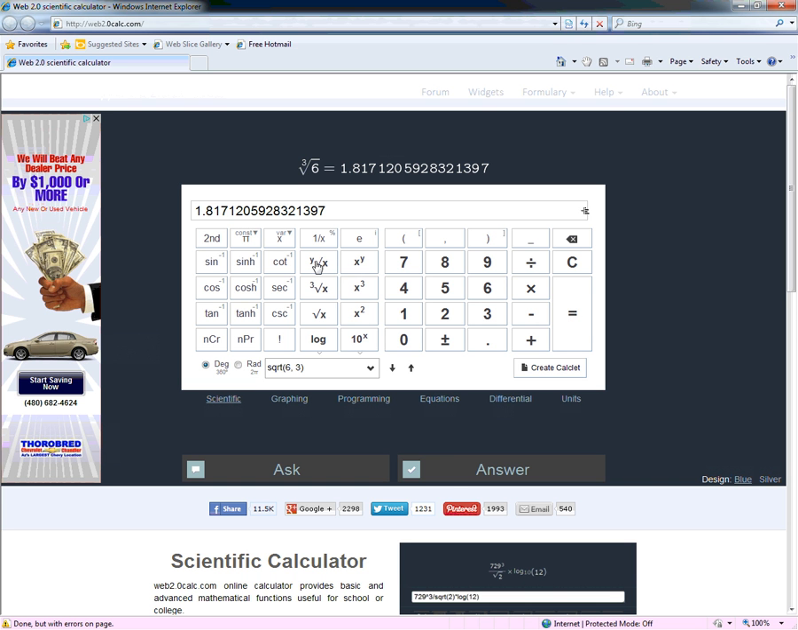So you may have this button with the y and the x instead of the actual cube root button. Understand that those will work the same way for finding the cube root, or even the 4th root or the 5th root. You're going to have to use this one. I hope that was helpful in working with cube roots.